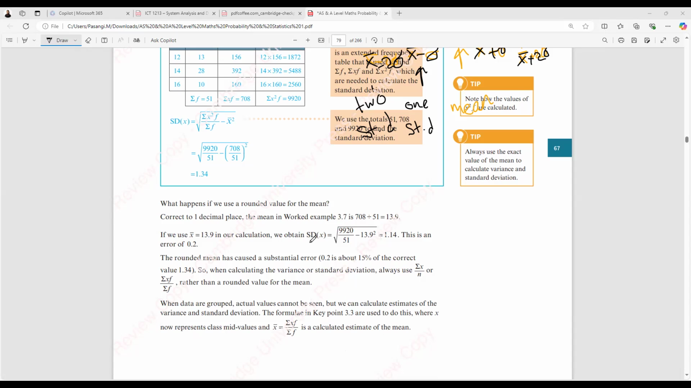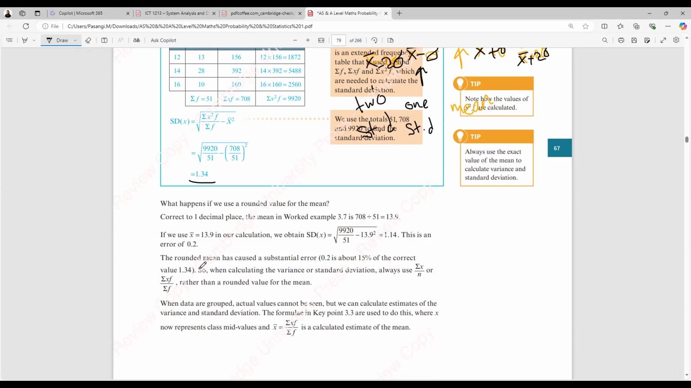So what will happen now? If we round it and get the number to one decimal place, it will be 708 divided by 51, which is 13.9. Now if we use this 13.9 as the mean value and calculate, we will receive 1.14 as the standard deviation. But the actual value was 1.38, whatever we received earlier. But now we have 1.14. This is an error of 0.2.